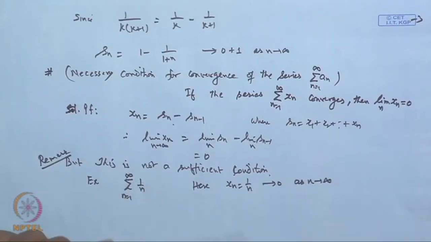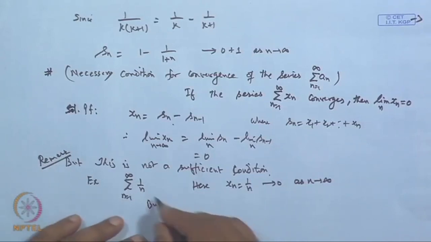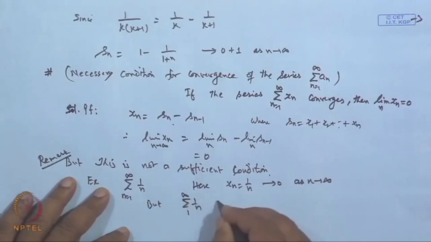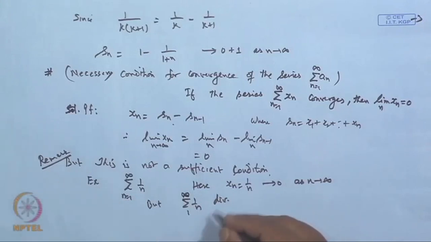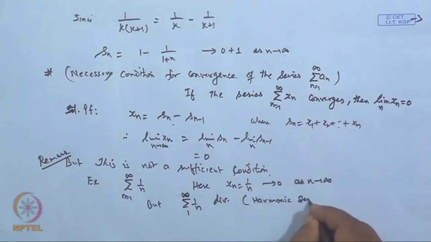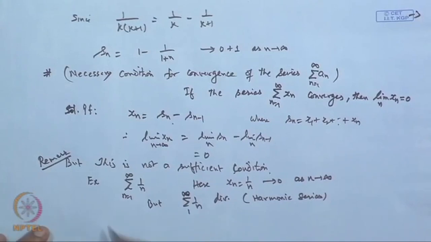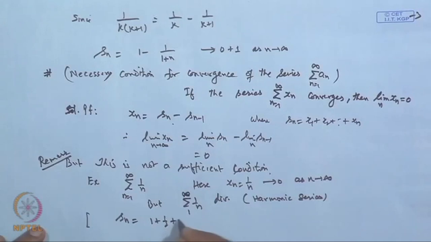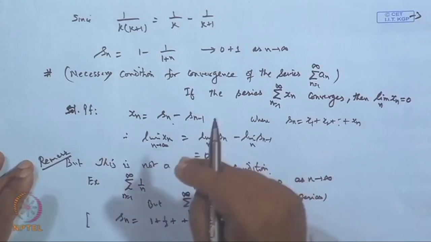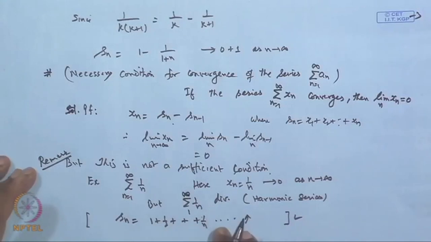But the series sigma 1 by n, 1 to infinity, diverges as we have seen earlier, because it is a harmonic series. In fact, if you remember, we got Sn to be 1 plus 1 by 2 plus 1 by 3 up to 1 by n, and then it keeps on increasing. When you take larger n, it keeps on increasing, unbounded. So, limit of Sn diverges. This we have already shown in the first lectures while dealing with sequences. In the case of sequences, we took this example and showed the series diverges. So, here this diverges.